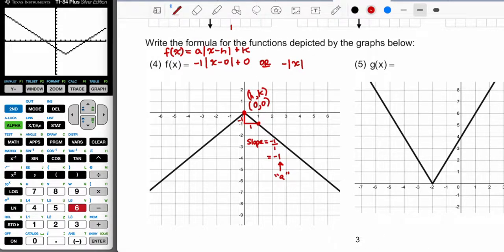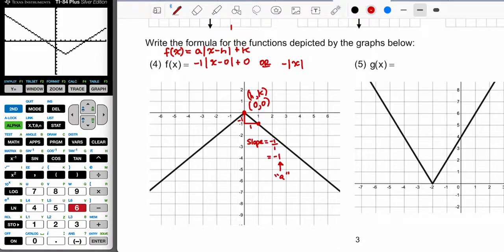Somebody along the lines asked me, and I answered that one person. I didn't mention it to everyone, and we hadn't talked about it in a while, so I figured I'd bring it up now. When you see something like g of x, that's really saying the same thing as f of x. It's just giving it a different name.